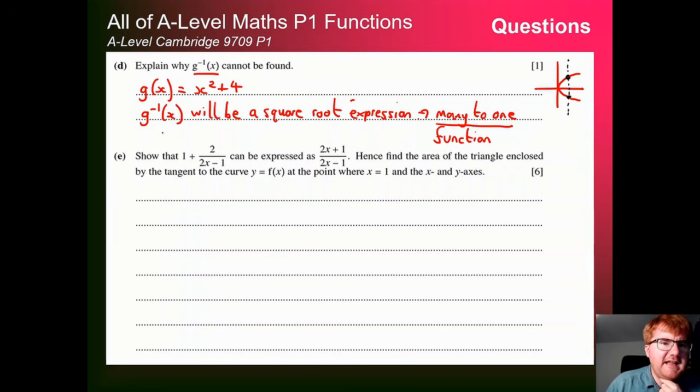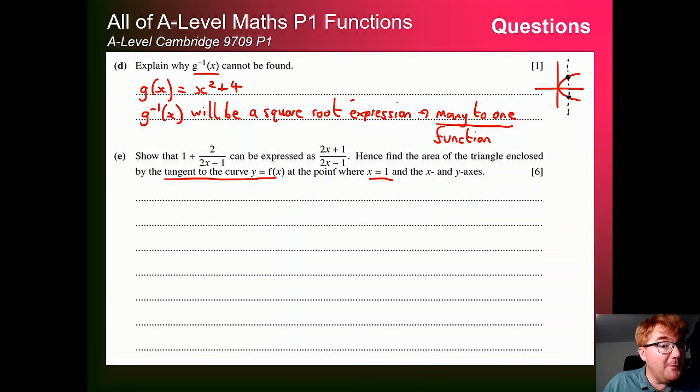Okay, question E here. So first of all, we've got to show that question, which we've seen in the previous part. From that, we're going to work out the area of the triangle enclosed by the tangent to the curve, y equals f of x, okay, at the point where x is 1, and then the x and y axes. So even though this is a functions video, we have got some differentiation in here as well, which is fantastic.